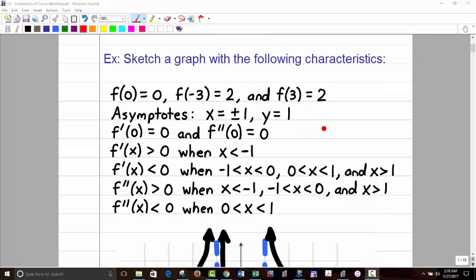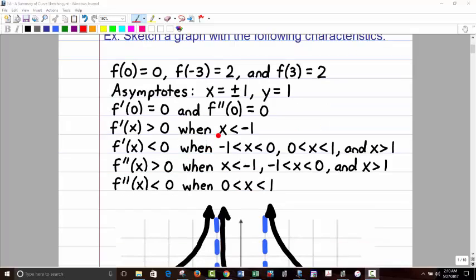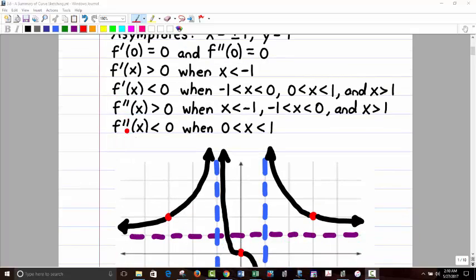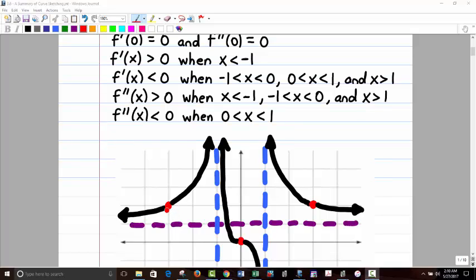But anyway, let's look at the left section here. When x is less than negative 1, all the way, we have an increasing graph. So if we know we have this dot at (-3, 2), and the graph coming from left to right is increasing, it would slide along that horizontal asymptote, go through that point, and then go right up beside the vertical asymptote.